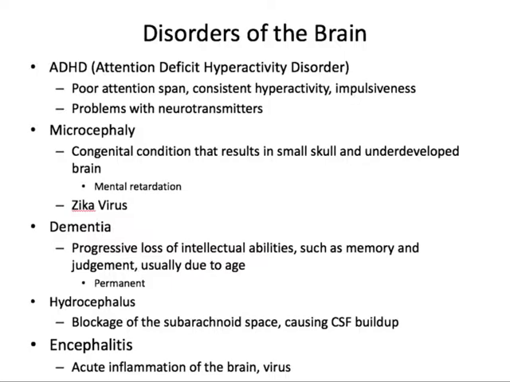This is when you have a blockage of the circulatory system for cerebral spinal fluid, and it causes cerebral spinal fluid to build up in the brain and put pressure on structures, as well as restricting oxygen and nutrients to brain tissues. And encephalitis is the last one, and this is where you have inflammation of the brain itself, and it's usually caused by a virus.